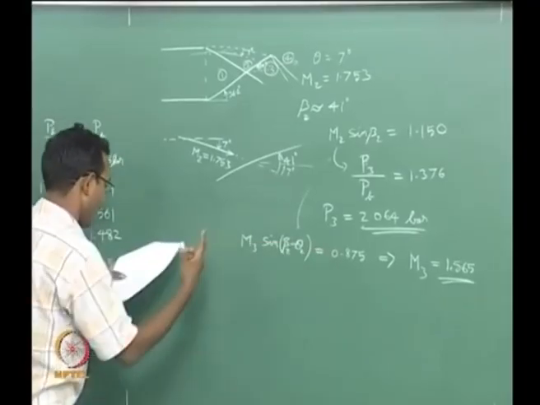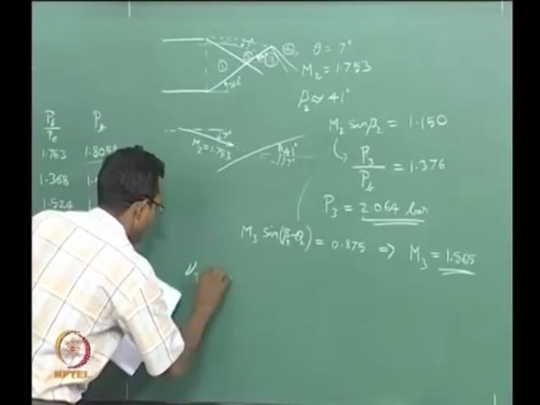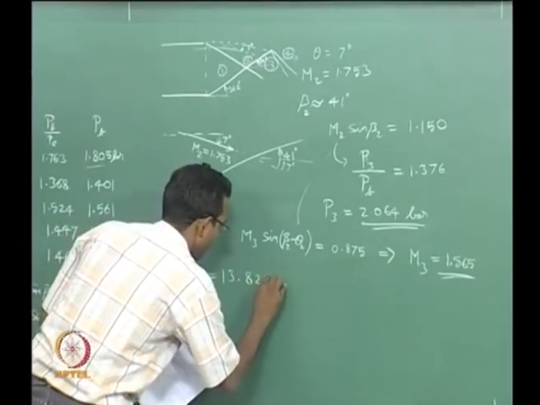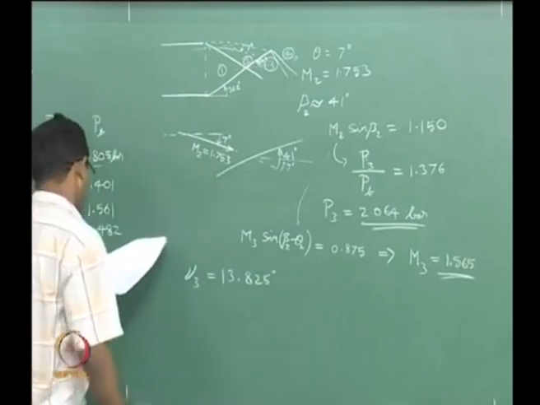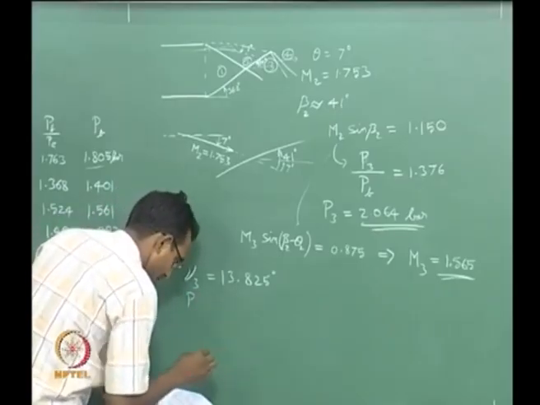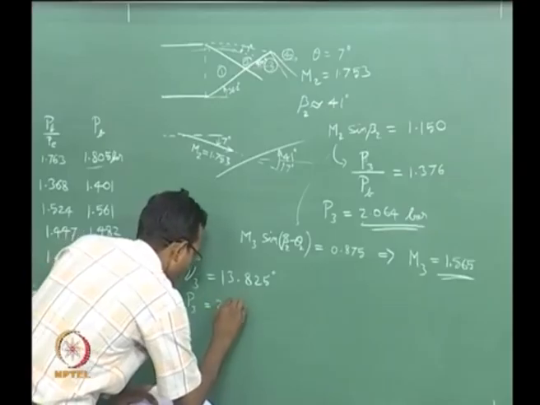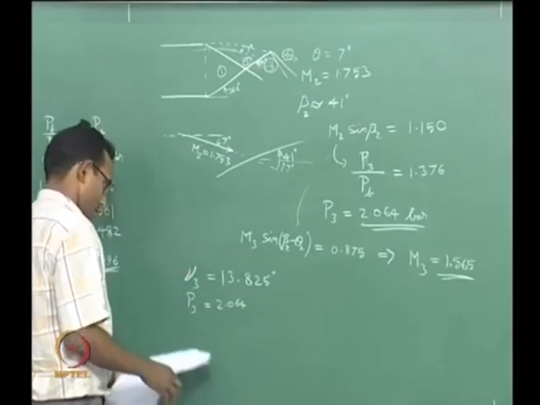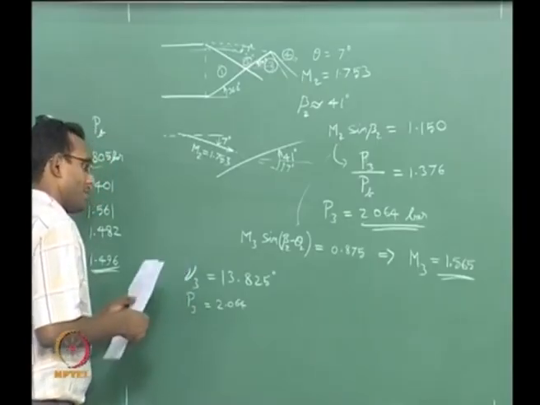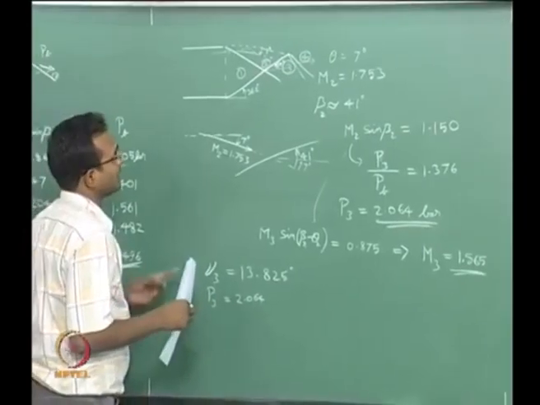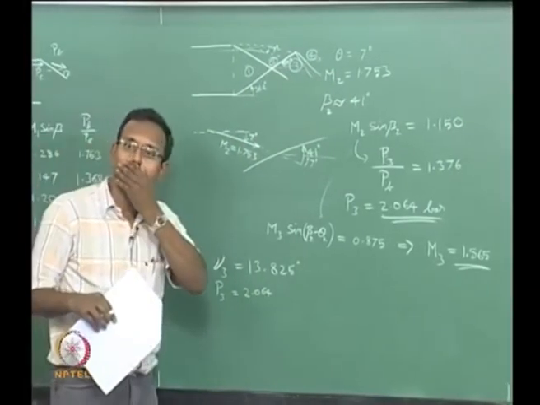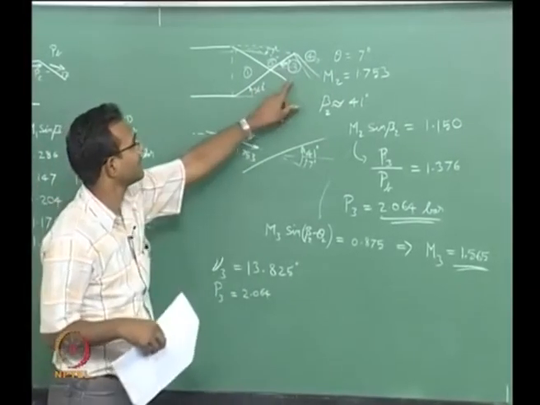I have my M3 to be 1.565, which gives me my nu 3, Prandtl-Meyer angle, nu 3, 13.825 degrees. I am going to look at pressure at 3, 2.064, and I want to find the final Mach number such that the pressure will be equal there. How will I find the Mach number from knowing the pressure? I have to say that that region is isentropic.